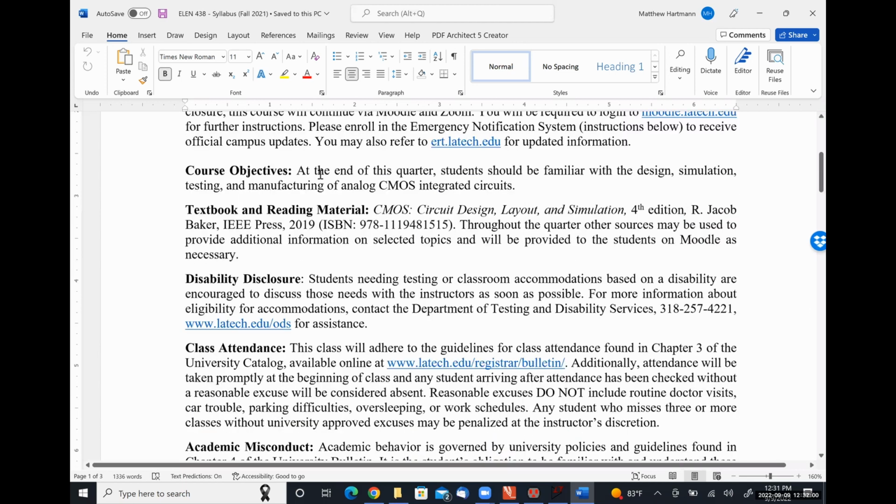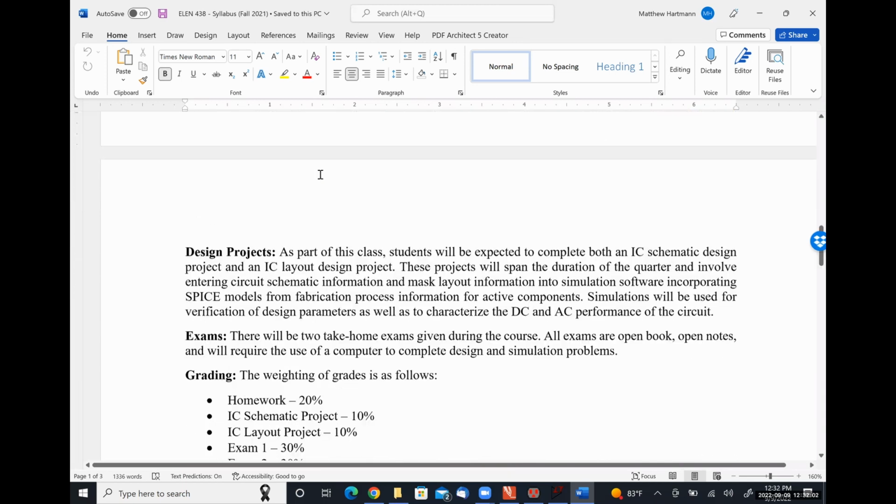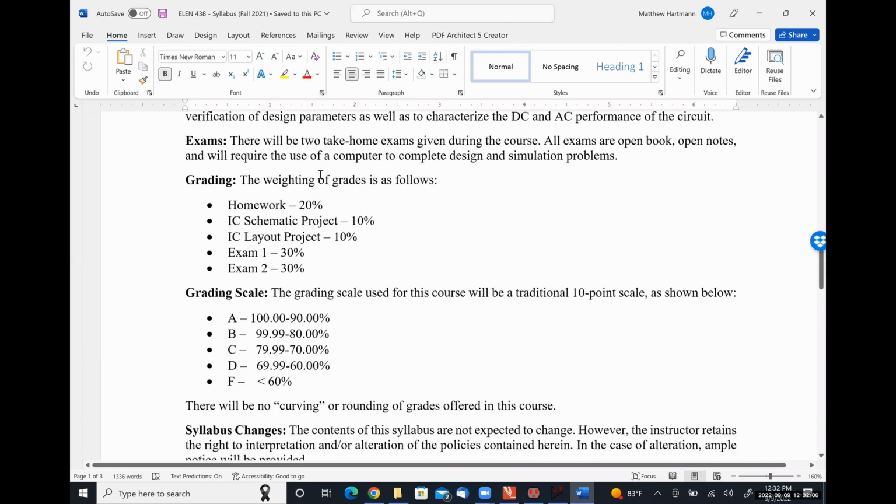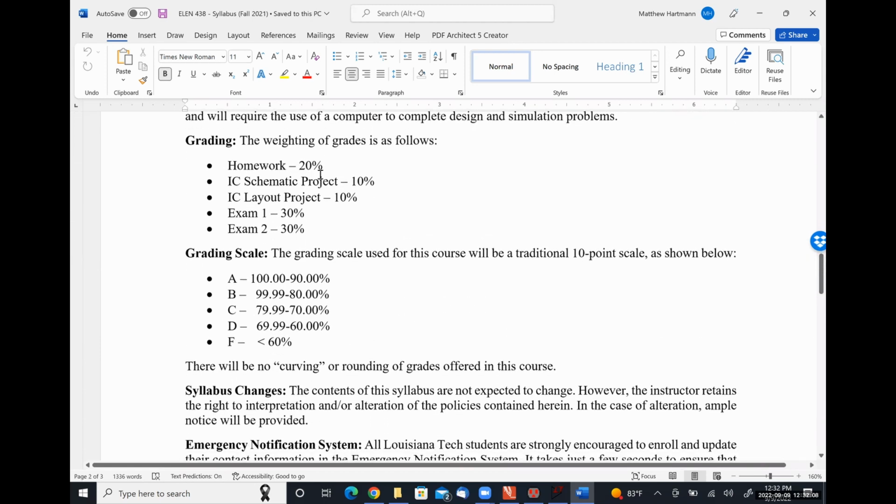All of this boilerplate stuff is normal, boring things. Then we have stuff about homework, design projects, and exams, and then the grade distribution. So this is really what I want to talk to you guys about.